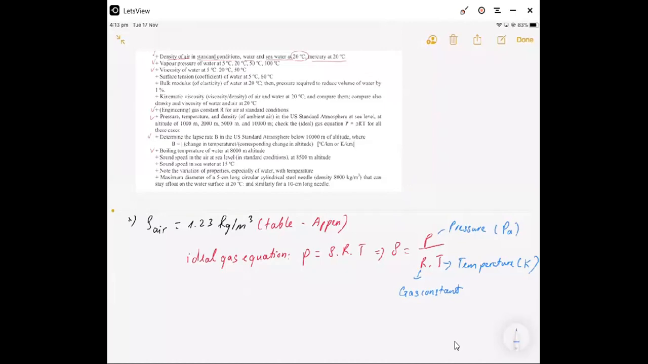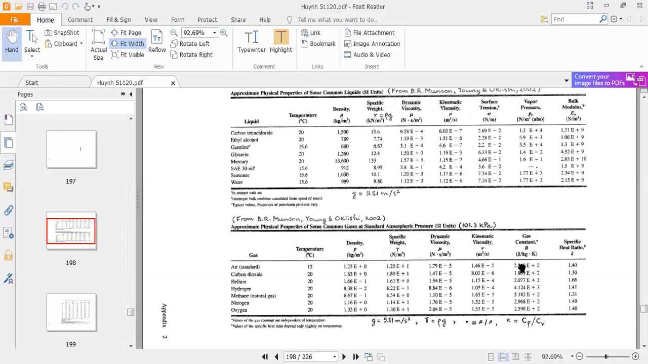This one is the gas constant R. For example, for air, R is 287. It shows 2.869 E plus 2, which means 286.9 joule per kilogram Kelvin, or 287. So density depends on pressure and temperature. The density in question 1 is 1.23 kilogram per meter cube, just in standard condition. Standard condition means pressure is 101.3 kPa and temperature is 15 Celsius only.